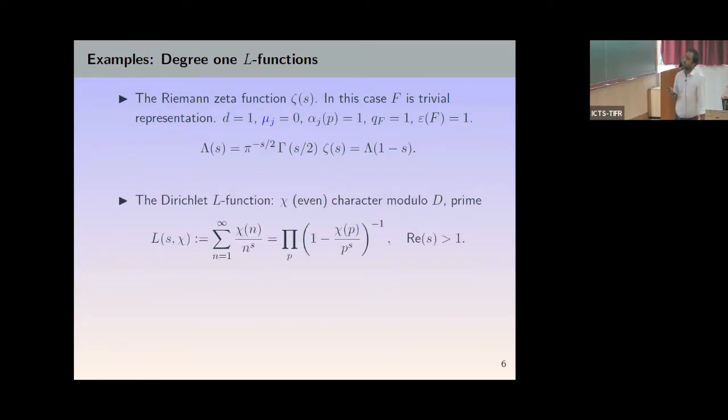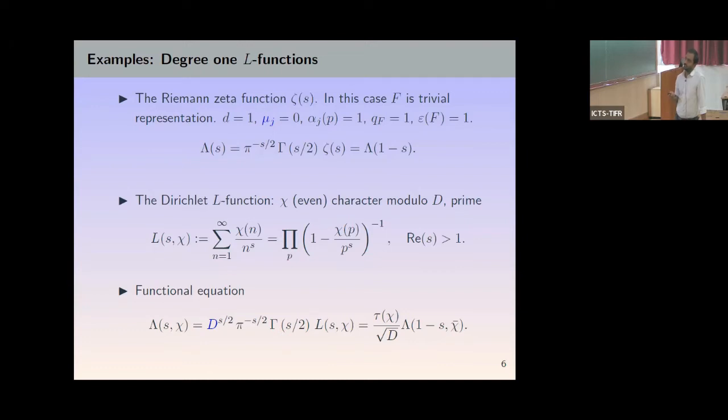And another example is the Dirichlet L function. Let's take an even Dirichlet character modulo a prime d, and you define this L function simply by taking the coefficients chi(n) by n to the power s, and it has a degree 1 Euler product, converging again for real part of s bigger than 1. And in this case, if you observe the functional equation, just focus on these two factors. So this blue d.